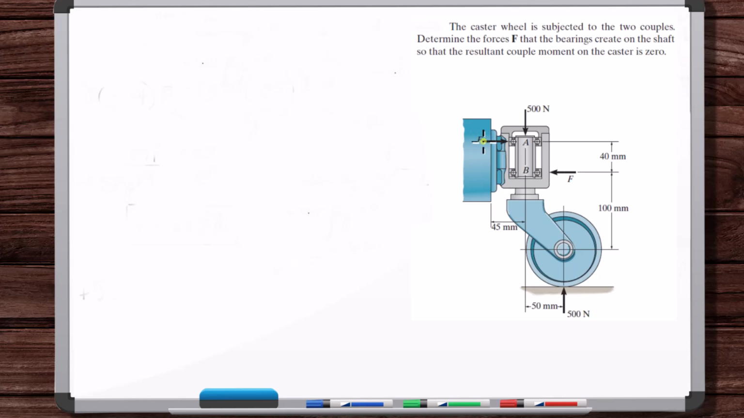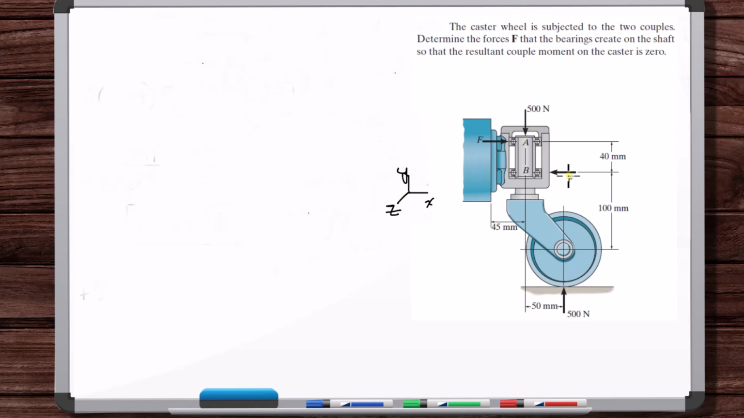So if we want to find the force F that results in a net couple moment of zero, there's only two moments here that we're dealing with. There's only two couple moments. The couple moment from this 500 Newton couple pair and this F pair. Let's just do a vector sum on the couple moments. So here's the positive direction. So counterclockwise is the positive moment direction.